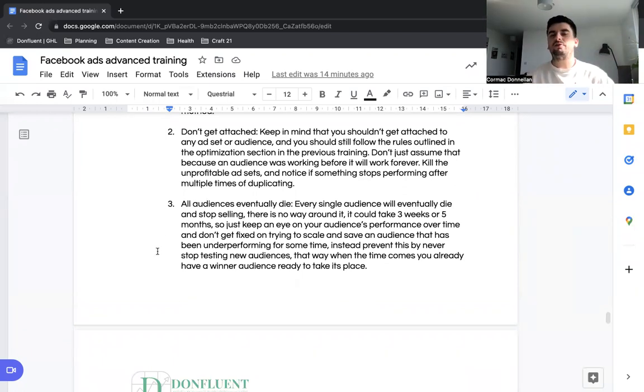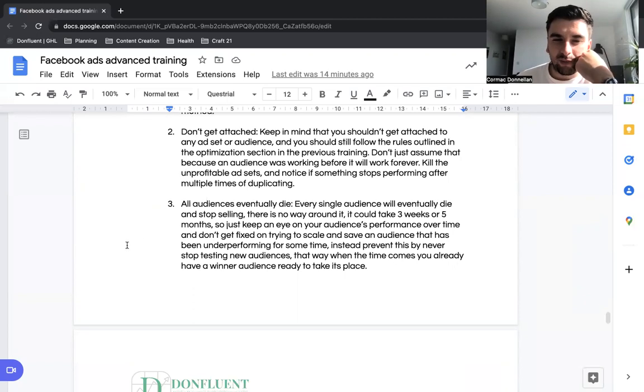Number three, all audiences eventually die. Every single audience you create will eventually die and stop selling. There's no way around it. It could take 3 weeks or 5 months or a year or 2 years, but after a while you will exhaust and you will find that audience doesn't have the same results as it did before. So just keep an eye on your audience's performance over time and don't get fixed on trying to scale and save an audience that has been underperforming for some time.